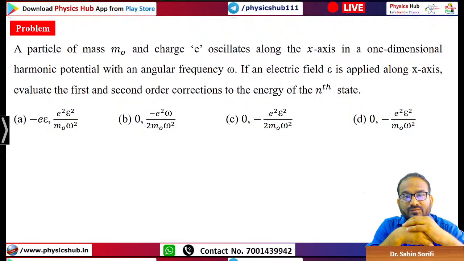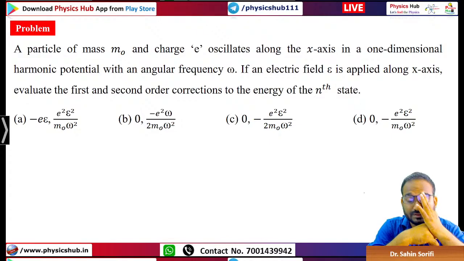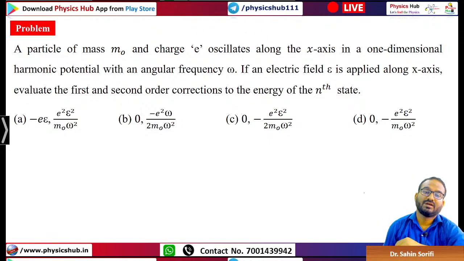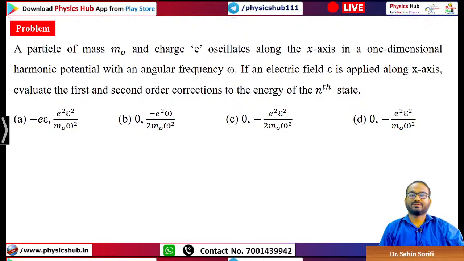A particle of mass m naught and charge e oscillates along the x-axis in a one-dimensional harmonic potential with an angular frequency omega. If an electric field E is applied along the x-axis, what will be the first and second order correction to the energy of the nth state? Read the question carefully. You have a particle of mass m naught and charge e oscillating along the x-axis in a one-dimensional harmonic potential with angular frequency omega.